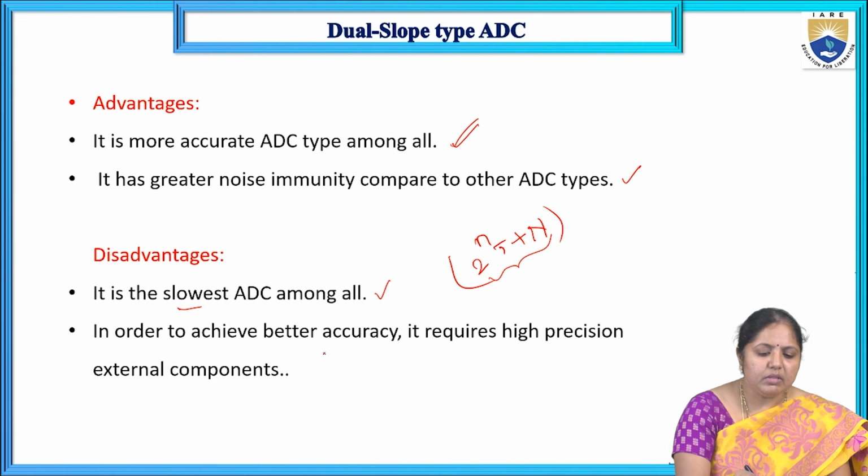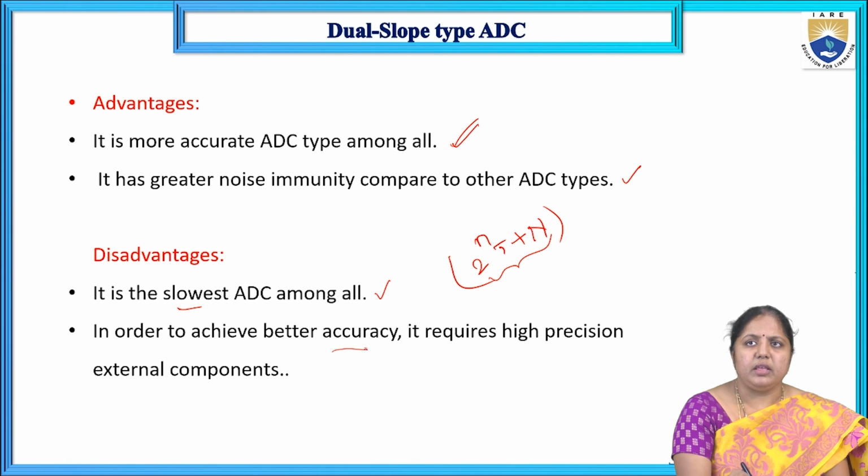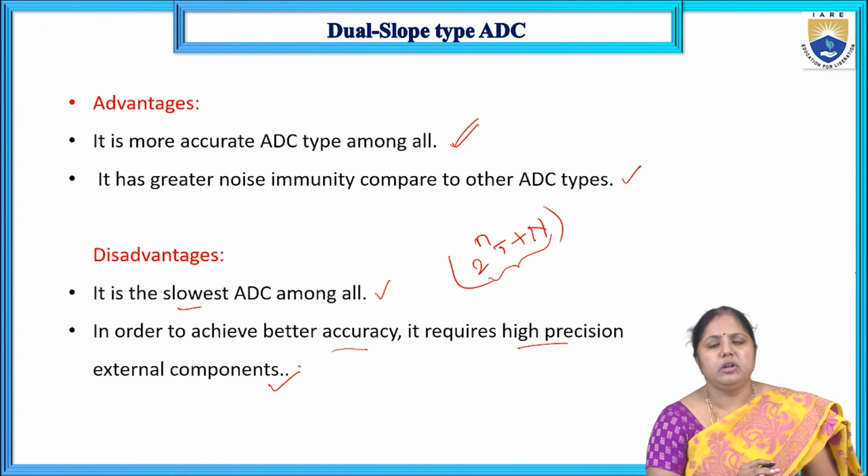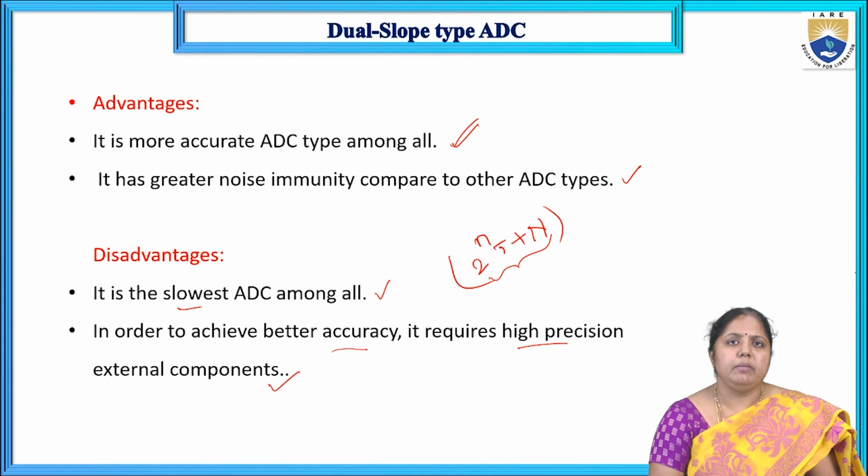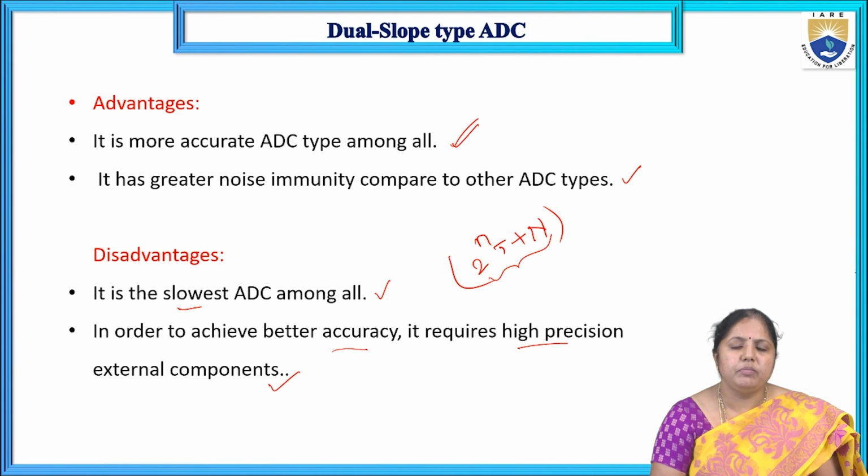Next, it achieves better accuracy but requires high precision external components. Suppose the external components are not working properly, because in the integrator we are using resistors and capacitors. If the op amps are not working properly, then the accuracy gets reduced and we can get somewhat erroneous values. The equivalent analog value can be converted to digital form with an error value, right? So these are the drawbacks of the dual slope type of ADC.